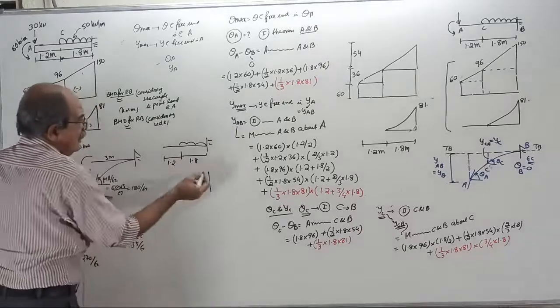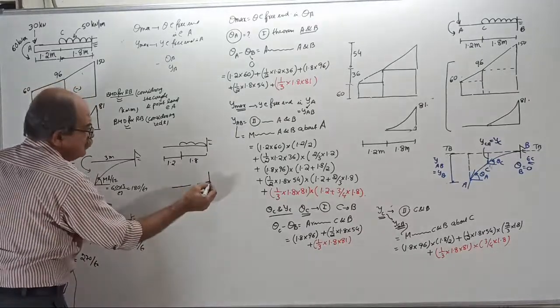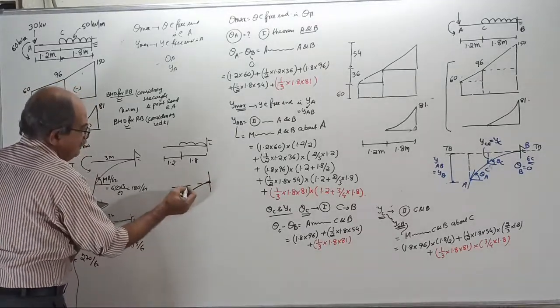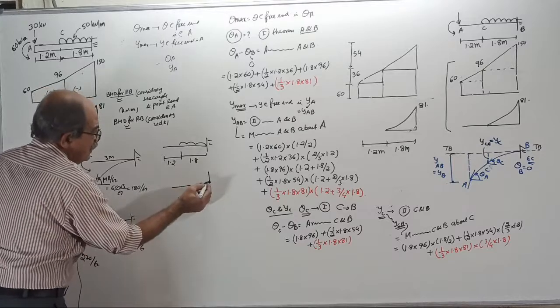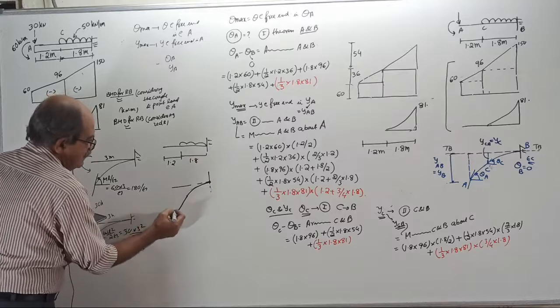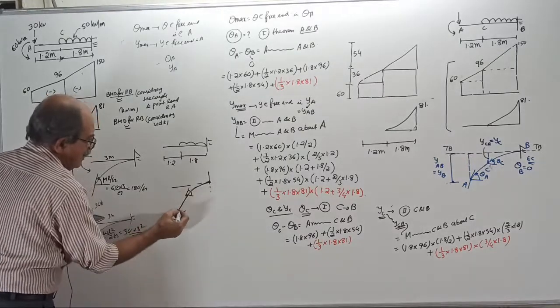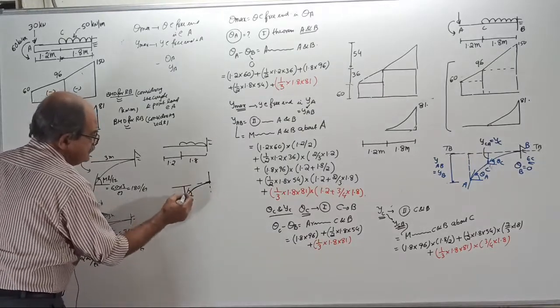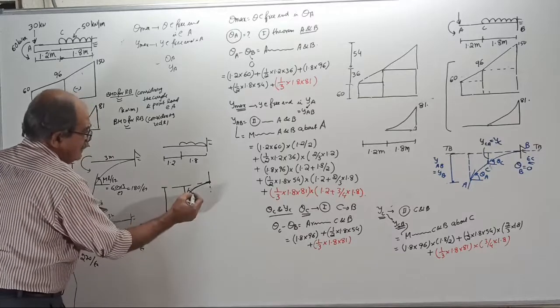If you remember, the elastic curve will go this way. It will have curvature up to here, then a straight line. These slopes are equal, and this deflection is required.